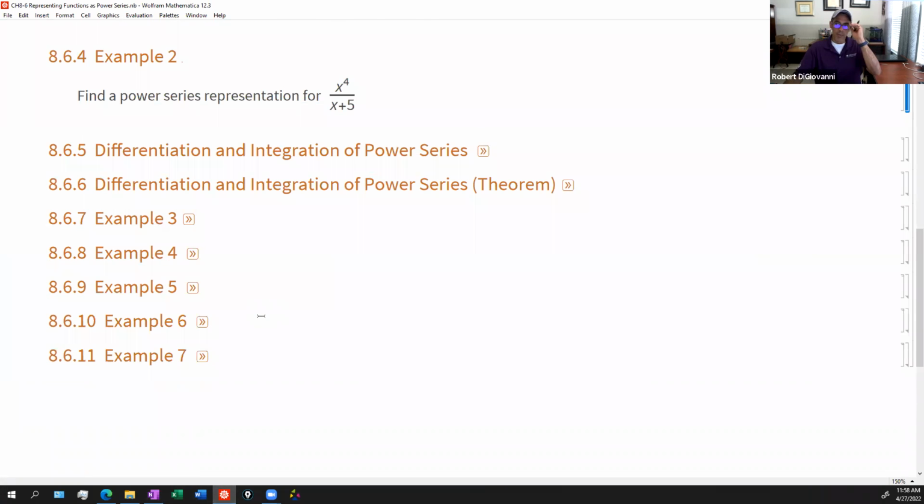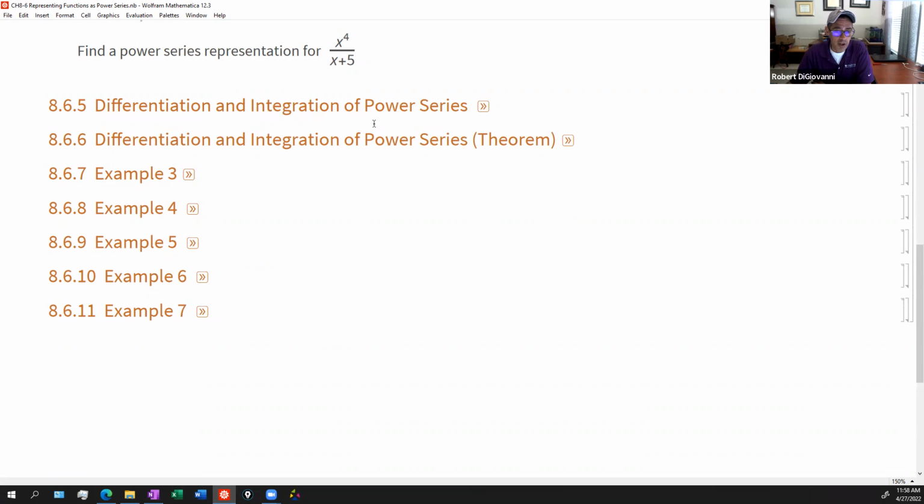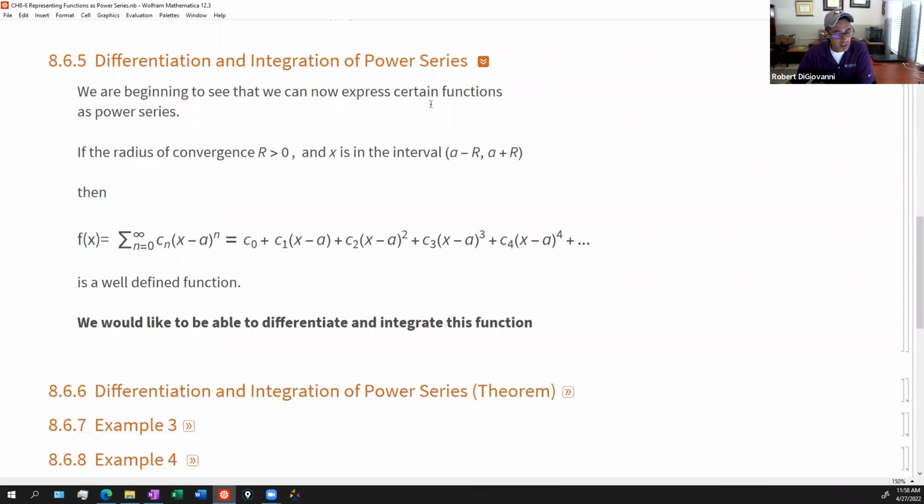All right, so a very big aspect of this is being able to differentiate and integrate power series. Right now, we're just figuring out how we can express certain functions as power series. If the radius of convergence was 0, that was that real crappy situation where you only have a single point and it's a useless function.